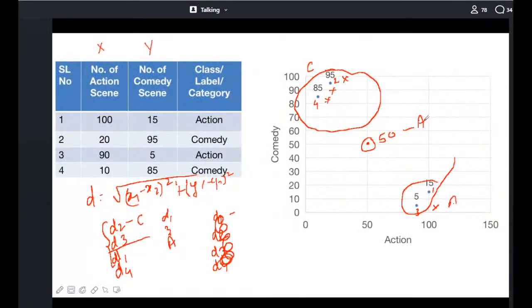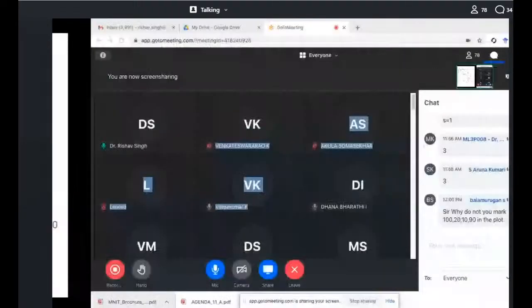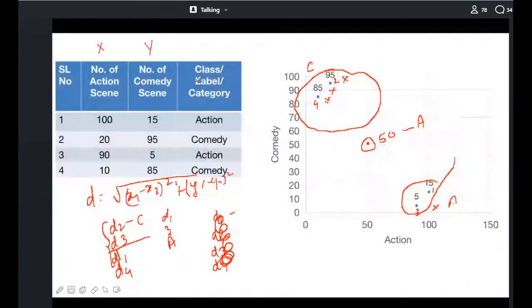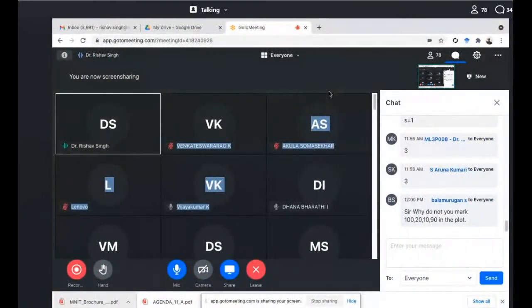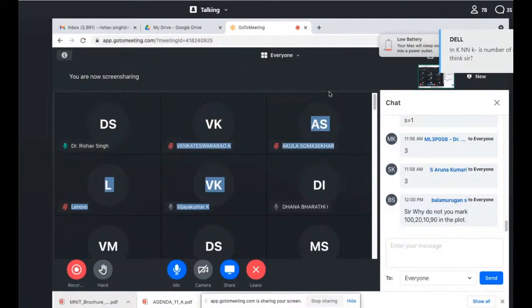It's just a representation, Bala Murugan. This 95 is actually 20,95. I forgot to put it in the plot, I will update this. This is 10,85. This is the point, two values of x and y coordinate. Is it clear, sir? Bala, okay.